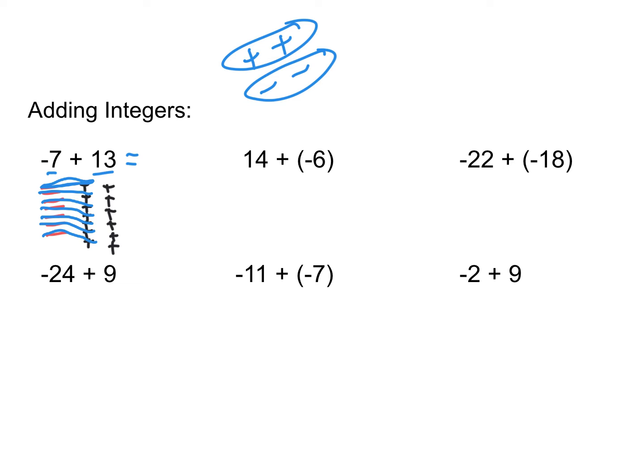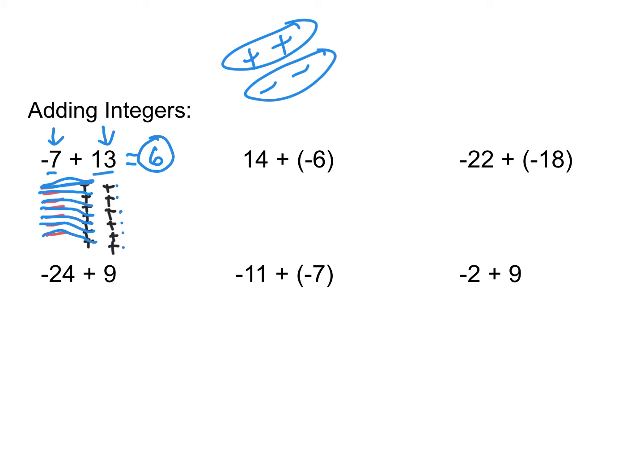So basically, I took 7 of these away, right? Because that's how many negatives there were. That is why it makes sense to take 7 away from the 13. Now, when I do that, I have 6 left. 1, 2, 3, 4, 5, 6. And those 6 are all pluses. It's a positive 6 is my answer.